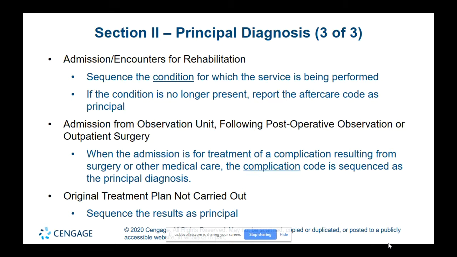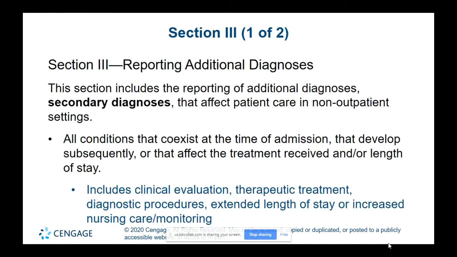Original treatment plan not carried out, you're going to sequence the results as the principal. So if we go back to that kidney stone, they come in, they have stomach pain, the testing did happen and it was confirmed that it was kidney stones and that they needed to be surgically removed, but the patient decides, no, I'm going to let it happen on its own. You would still sequence it as kidney stones, so that's the reason. Even though the surgery wasn't carried out, you would still sequence the results and why you were doing it. You'd still reference the kidney stones as the reasoning there, even if the surgery is not performed for whatever reason.